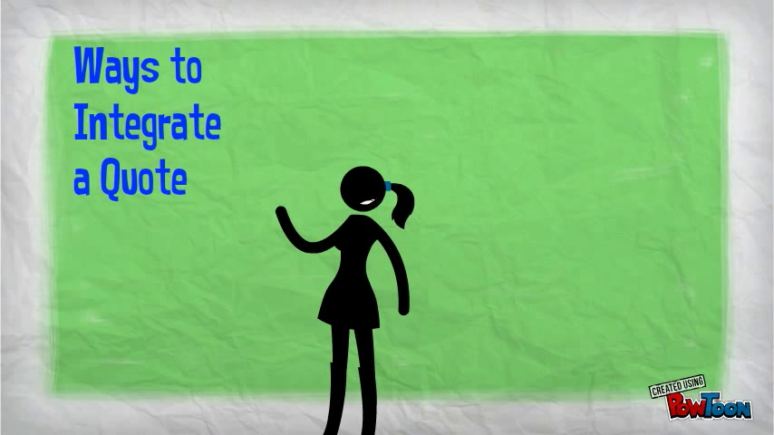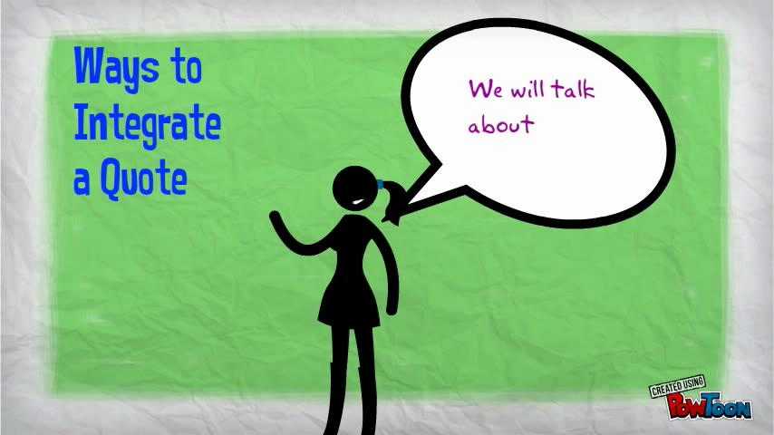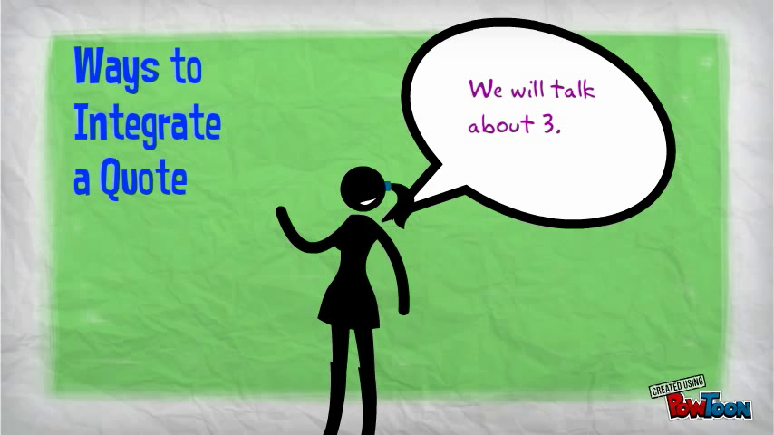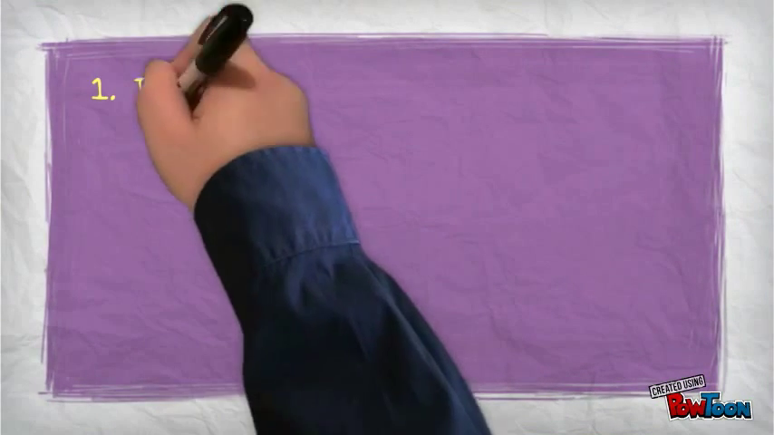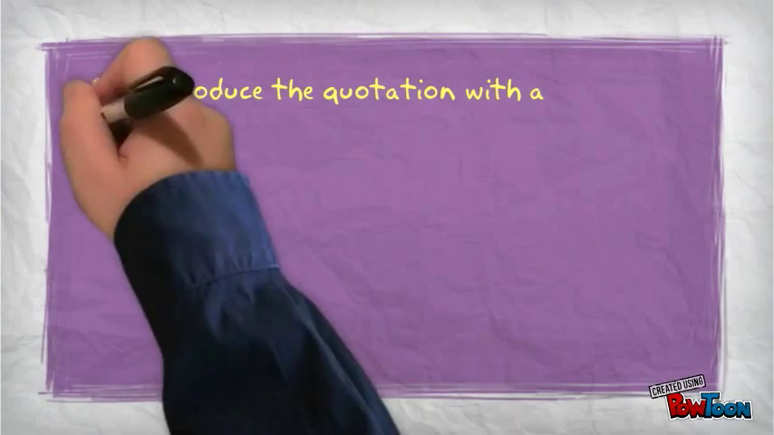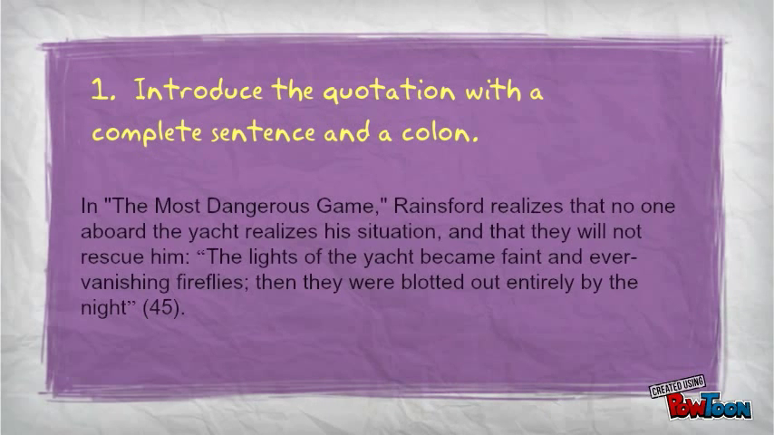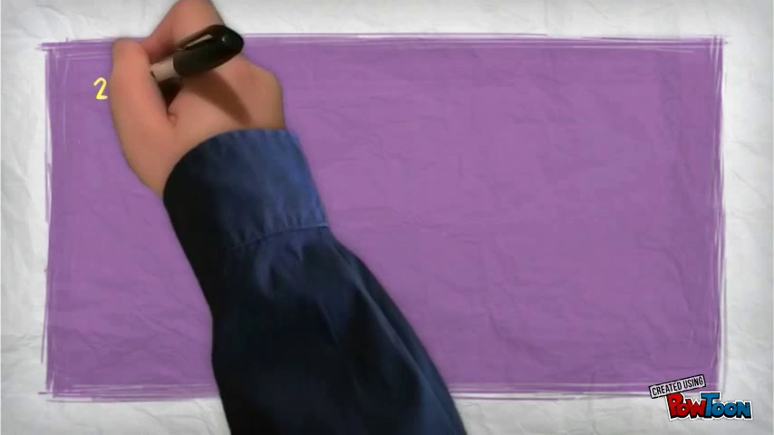There are a number of different ways, as I mentioned before, to integrate a quote into your paragraph, but we're going to talk about 3 of them. The first way to put a quote into your paragraph is to insert it with the use of a complete sentence and a colon. The colon takes the place of the period before the quote in this instance. That should be able to stand alone on its own.